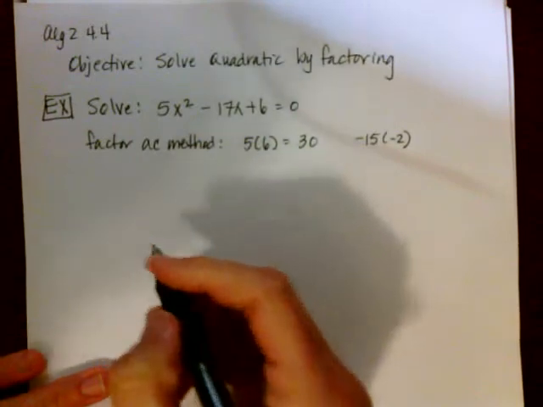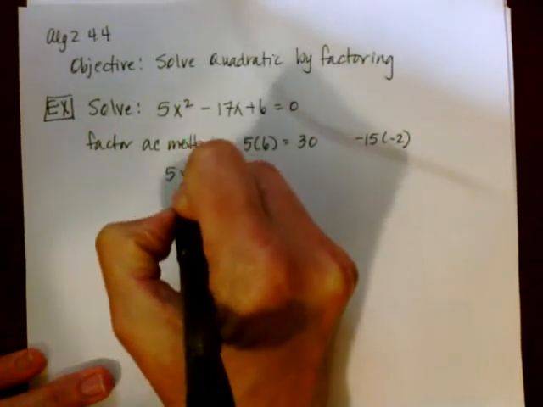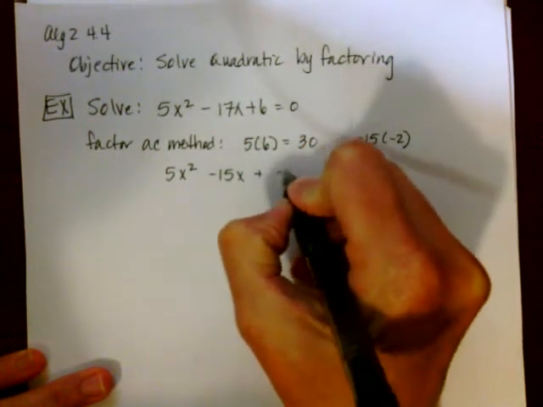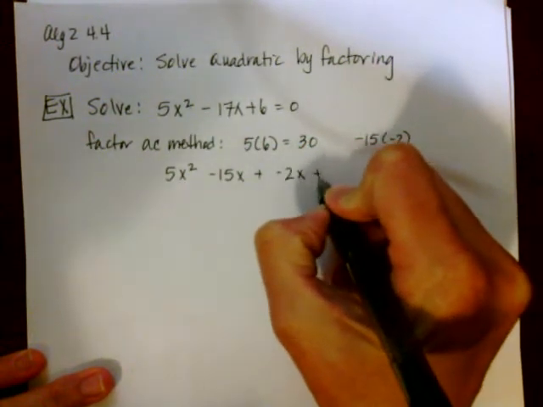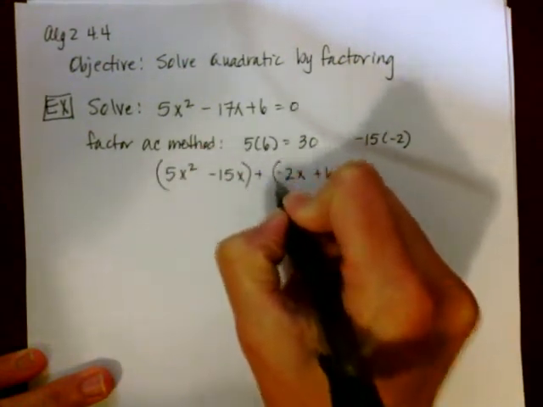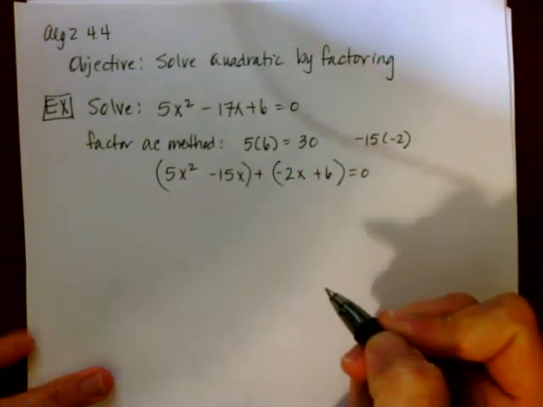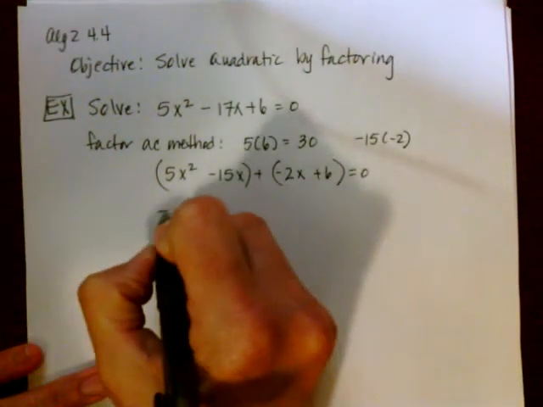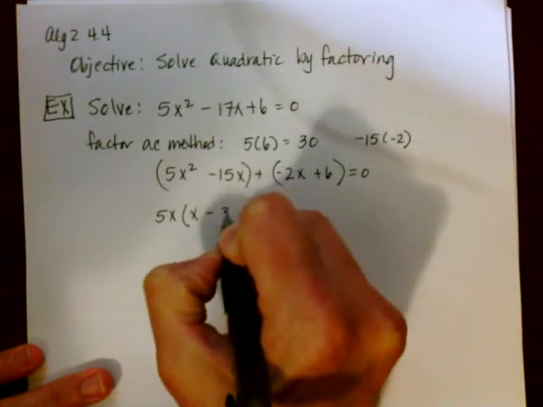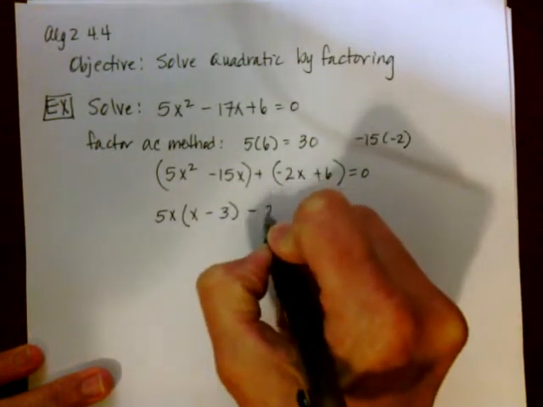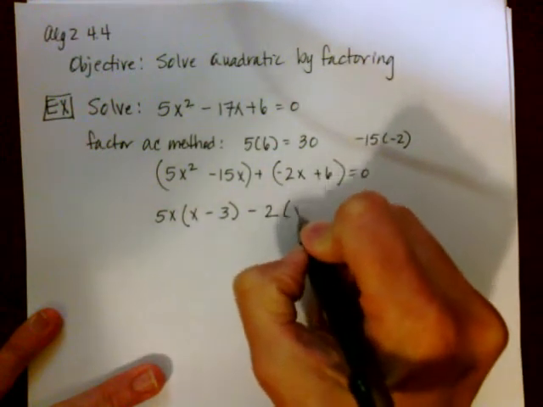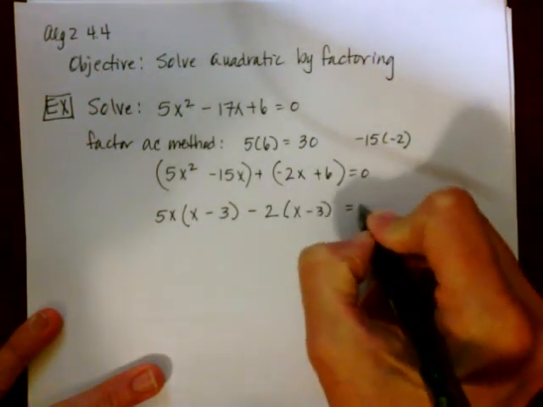Then I'm going to rewrite my term, so I have 5x squared minus 15x, and then plus a negative 2x plus 6 is 0. I'm going to group and group. These two have a 5 and an x in common. When I take it out, I get an x minus 3. I'm going to take a negative 2 out of the second two, and I'm going to get x minus 3.